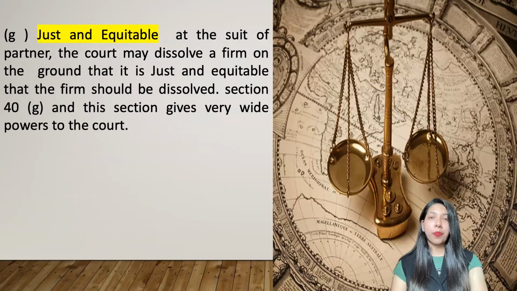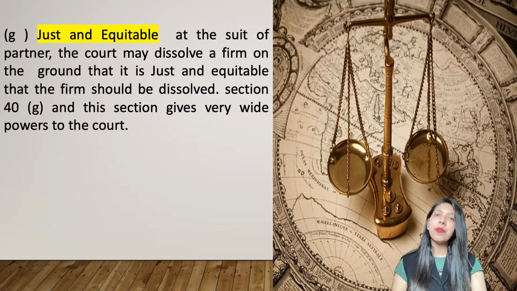The last point falling under dissolution by court is just and equitable. The meaning is simple. If the court finds it just and equitable that it is better to shut down the particular business carried on by the particular partnership firm, then at the suit of a partner, the court may dissolve the firm on the ground that it is just and equitable that the firm should be dissolved, based on Section 40 subclause G. So the dissolution of partnership by court is a little bigger topic.